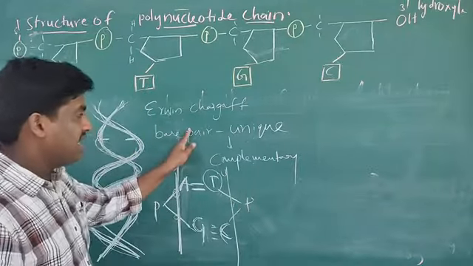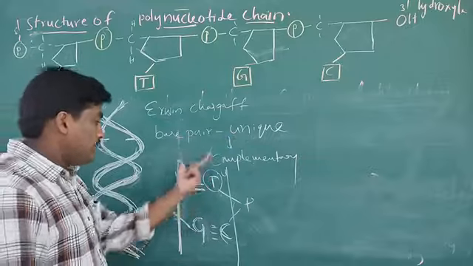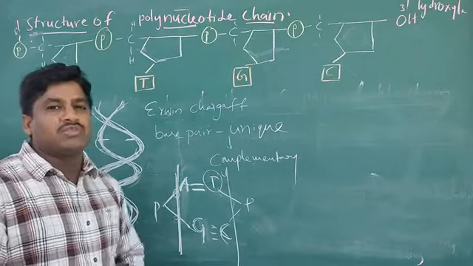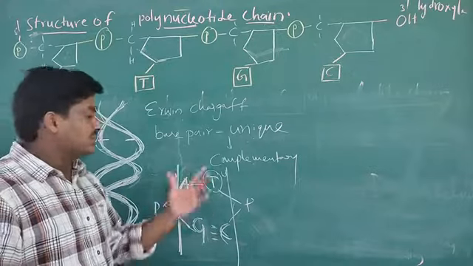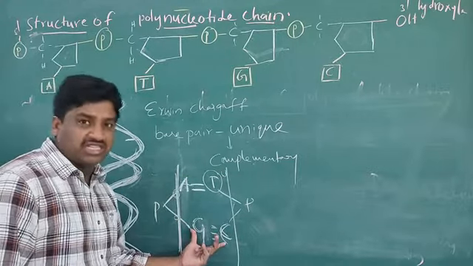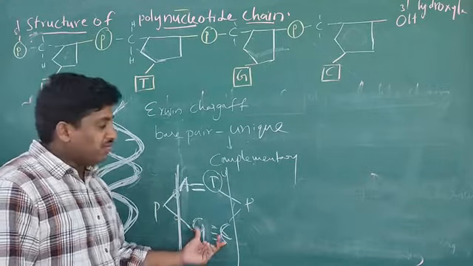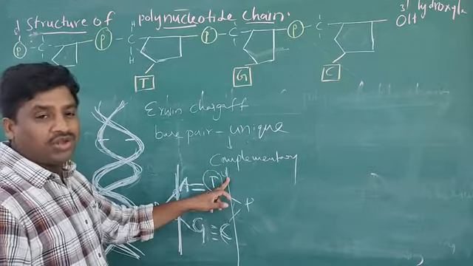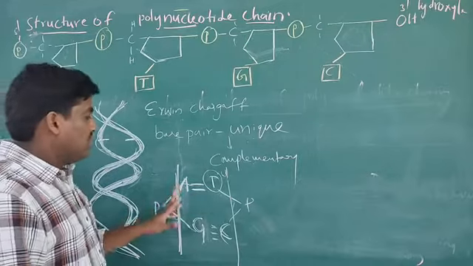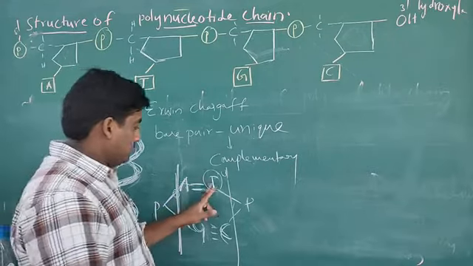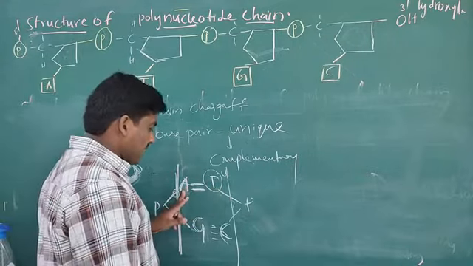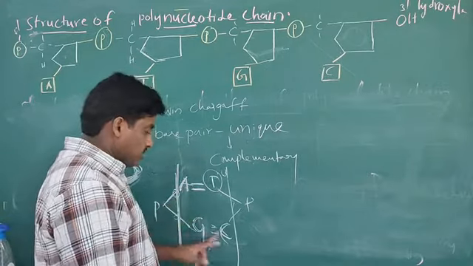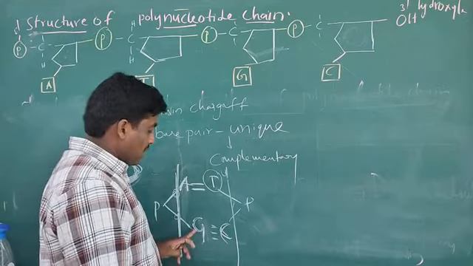So the base pairing confers the unique property. This is unique to all living organisms. But in RNA, in the thymine place, uracil is present. Thymine is always bonded with adenine, which means uracil is always bonded with adenine. And cytosine is always bonded with guanine.